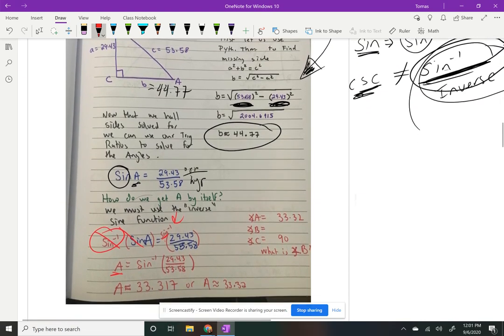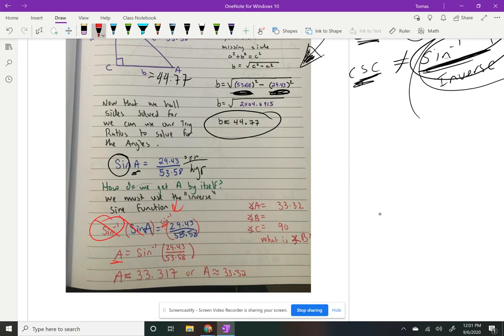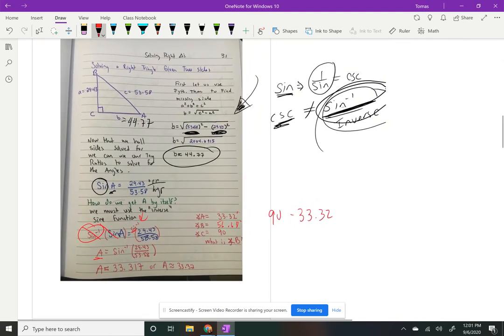So if we wanted to find angle B, yes, we could just subtract it from 90, right? So we go 90 minus 33.32, and we get a whopping 56.68. Oh, these are all degrees. I don't know why I didn't write that, but these should be degrees. Okay. So be careful on this, guys. Be very careful. Don't use this. Now we're using this. Okay. So we're gonna do a couple more problems, so we can get it going.